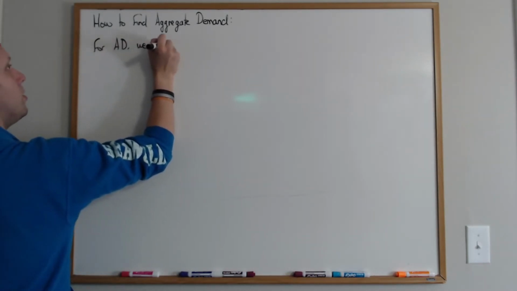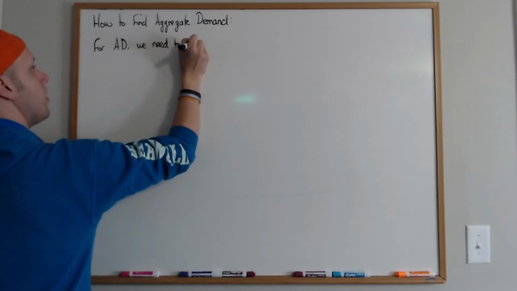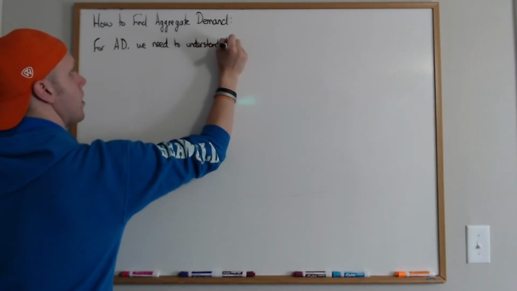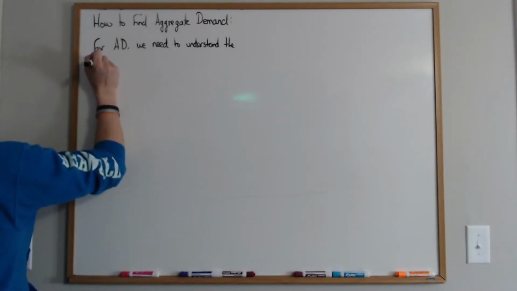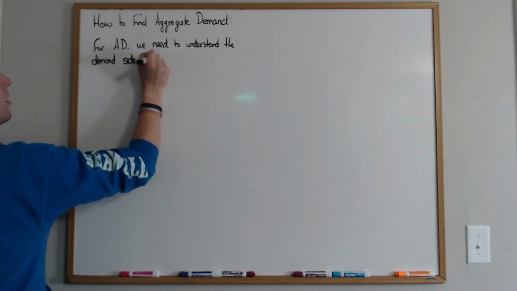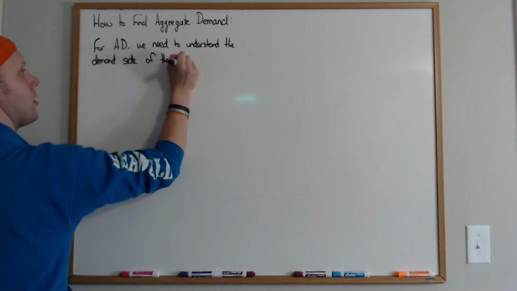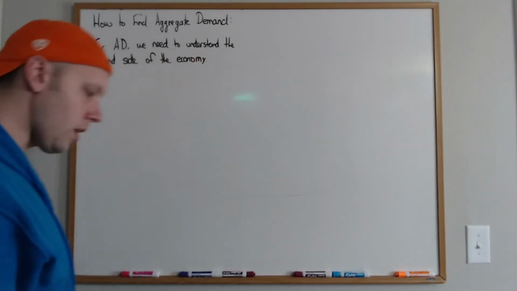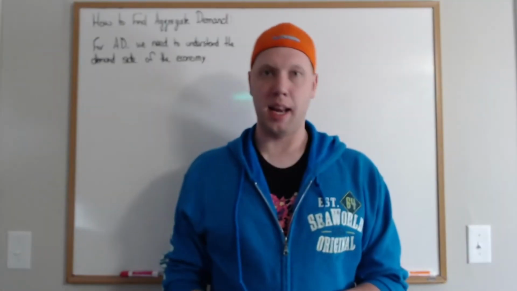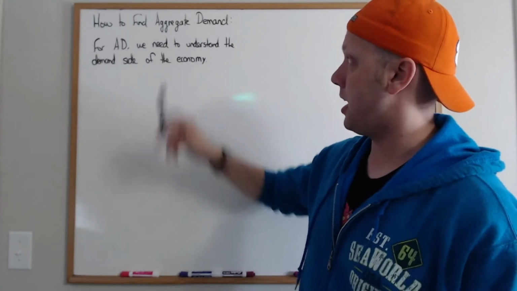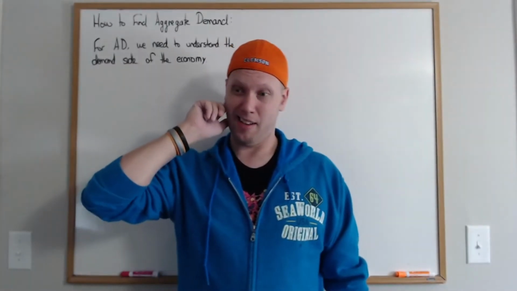What we need to do is understand the demand side of the economy. We need to know what's making up the demand side of the economy, right? This is where a lot of the dynamic optimization stuff came into play, right? Because we were trying to figure out the demand side before we did any supply side stuff.